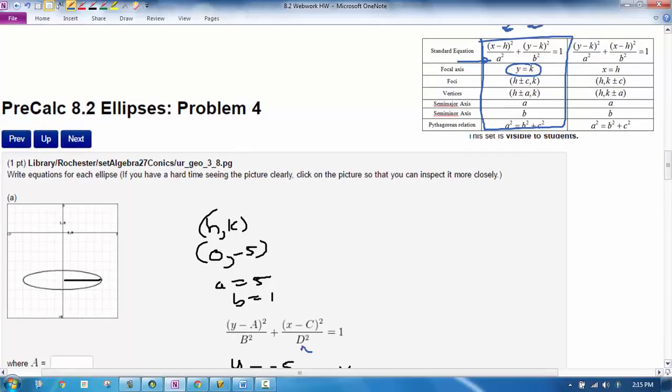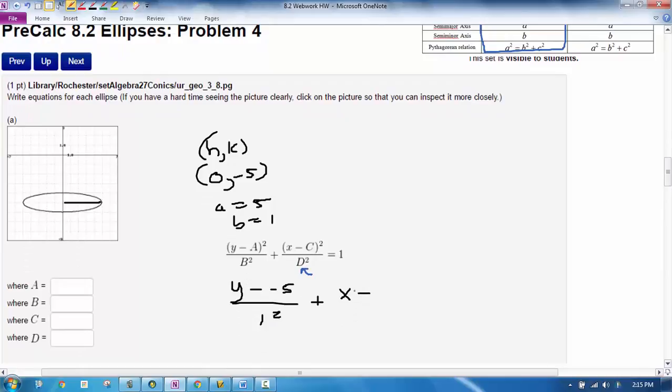But d is going to be our a, which is going to be 5 squared. So to finish filling this out, x minus h, which is 0, all over d squared, which is going to be 5 squared, equals 1. So for me, my a is negative 5. My b is underneath here, which is 1. My c is up here, which is 0. And my d is right here, which is 5.